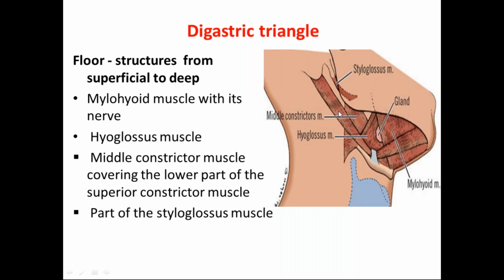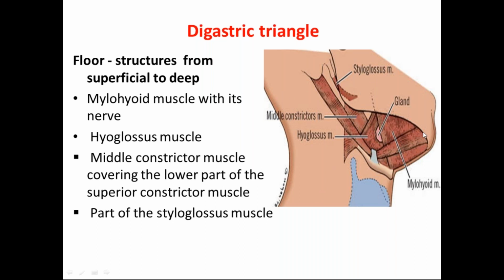Next comes the floor. From superficial to deep, there will be mylohyoid muscle with its nerves. You can see here the hyoglossus muscle. Middle constrictor muscle covering the lower part of the superior constrictor muscle. And there will also be part of styloglossus muscle. So just remember this image so that it will be very easy for you while writing in your exam, and you can remember it for a long time if you remember the image. See mylohyoid muscle, hyoglossus, middle constrictor, styloglossus muscle.